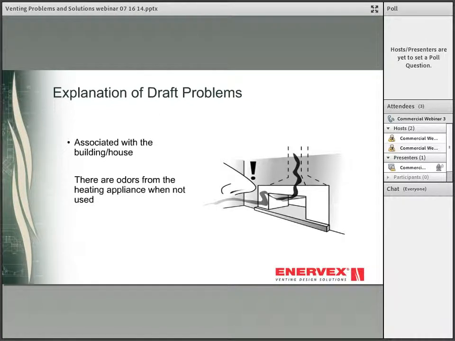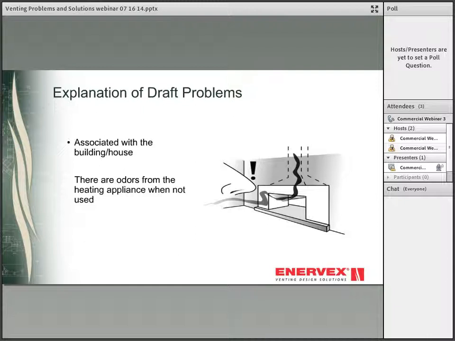Draft is highly dependent on barometric pressure and temperature. On a hot, humid, and rainy day, there is not much natural draft in a chimney, and the flow may reverse, causing it to produce this odor. This is more of an indoor air quality problem than a draft problem. The chimney may work fine once a fire is built in the heating appliance.